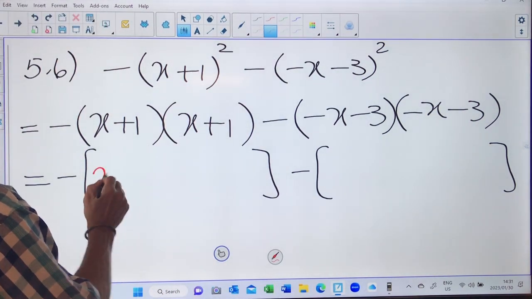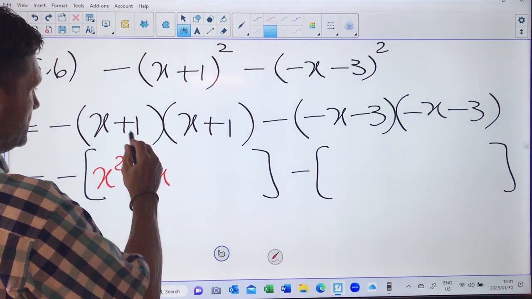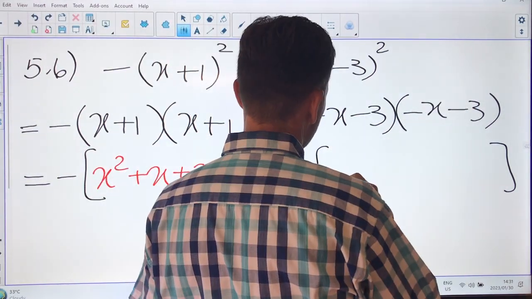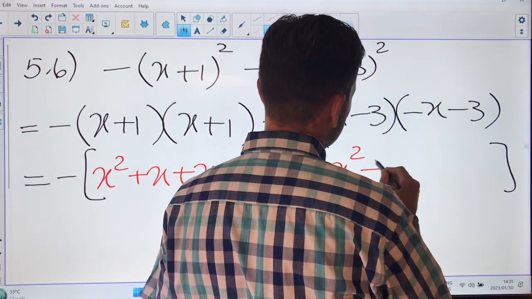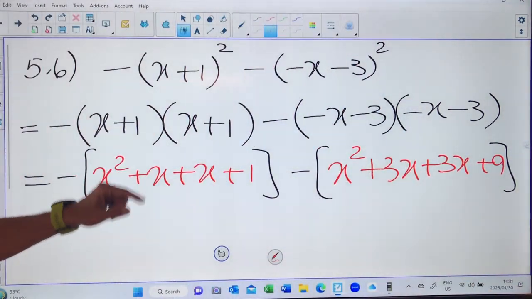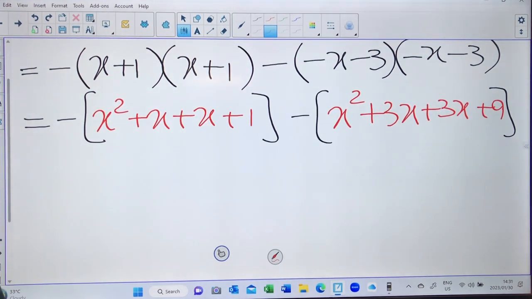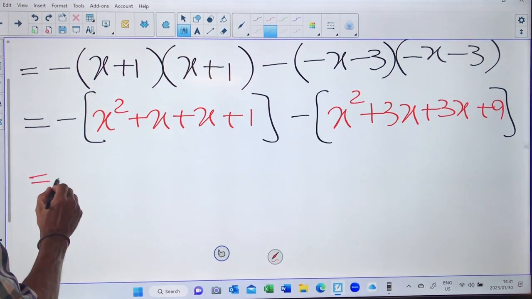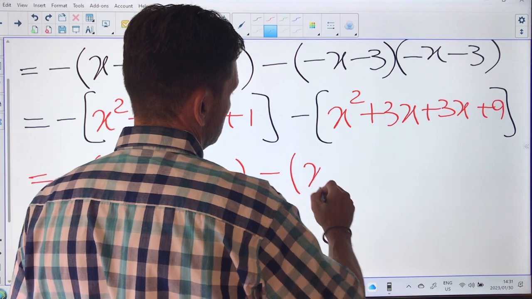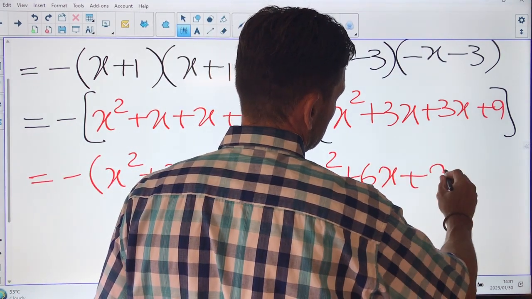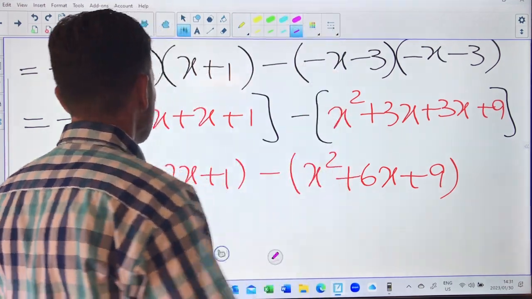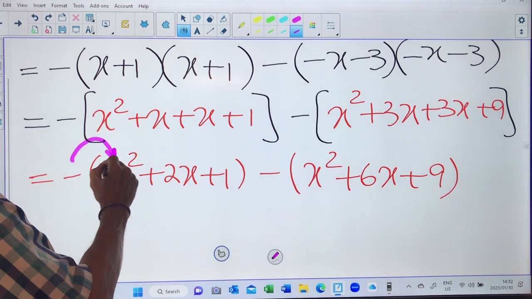So x times x is x squared, x times 1 is x, 1 times x, plus 1. Over here, minus times a minus is a plus. Minus times a minus is a plus. And now you can multiply in the negative to each term on the inside. Or you can simplify them first, which I prefer because then it's less to do in the last step. Now remember that the negative in front of the bracket must be multiplied to each term on the inside, not just the first one.